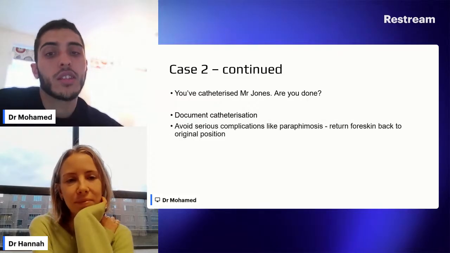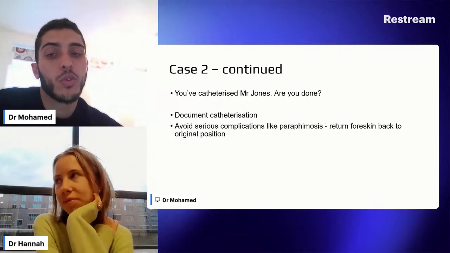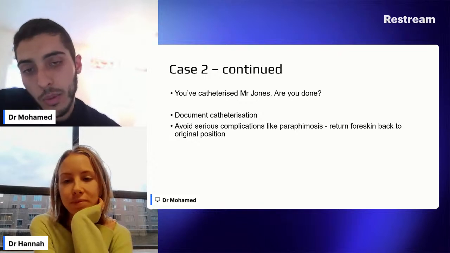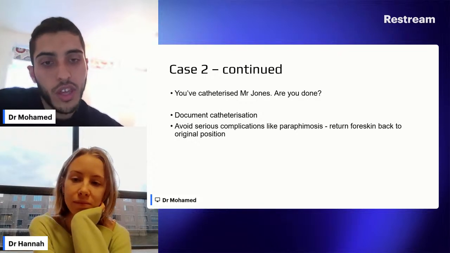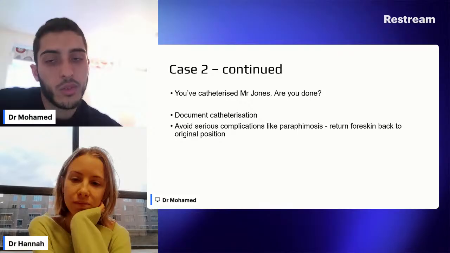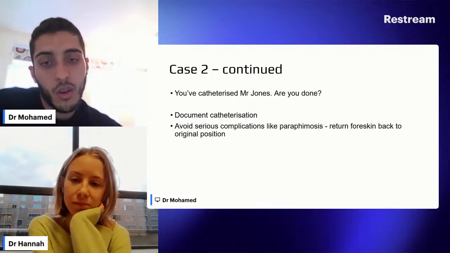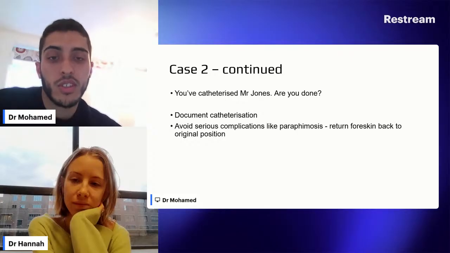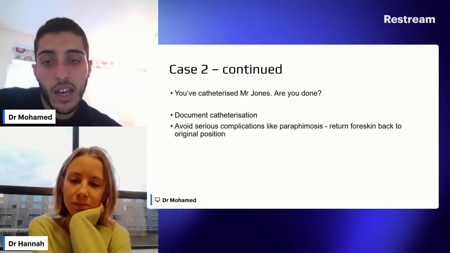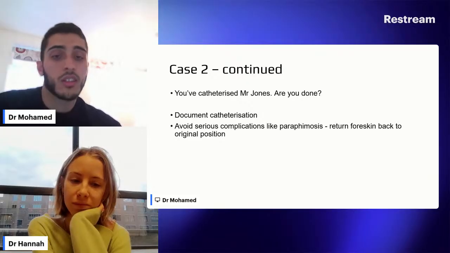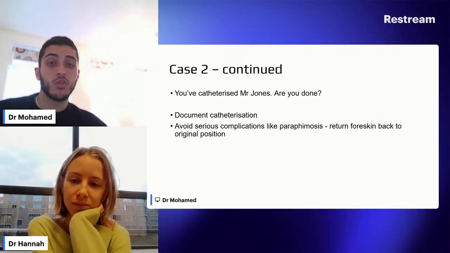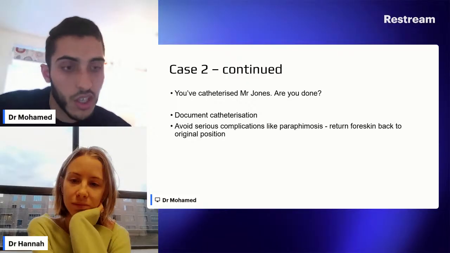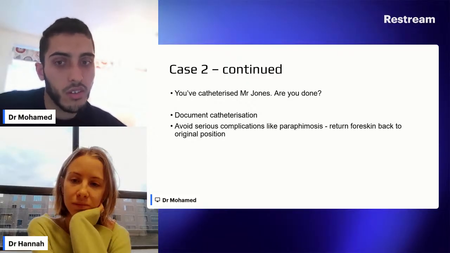Also, when catheterizing the patient, you want to make sure to avoid serious complications that might occur, like paraphimosis. So to avoid that, make sure you return the foreskin back to its original position. Remember, Hannah discussed this yesterday. A lot of the time, paraphimosis is simply caused by catheterization, but in the process of catheterizing, the healthcare professional does not return the foreskin back to its original position, and then it can cause some very serious complications.